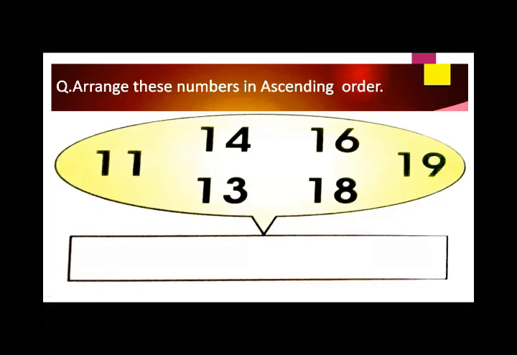So first we write 11, and then which number comes after 11? Identify which one is the bigger number. 13. And then 14. Very nice. And after 14, which number comes? 16. And after 16, we see 18 and then 19. So these numbers are arranged in ascending order, smallest to bigger: 11, 13, 14, 16, 18 and 19.